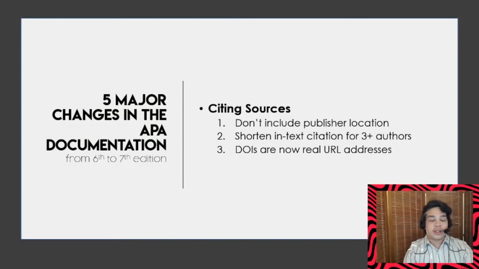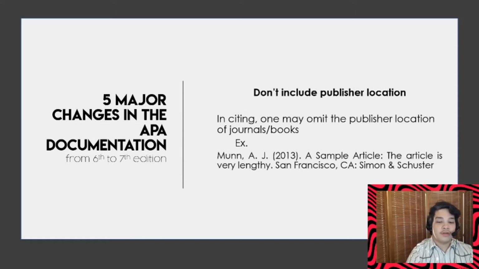So, to address question number one, these are the five major changes in the APA documentation that I have noticed. For the first three, they are about citing sources. Number one is don't include publisher location. Number two is shorten in-text citation for at least three or more authors. And number three is DOIs are now real URL addresses. So for the first one, don't include publisher location. In citing, one may omit the publisher location of journals and books.